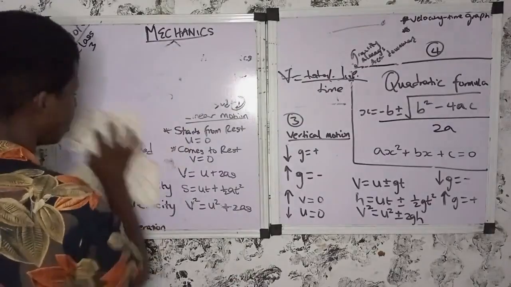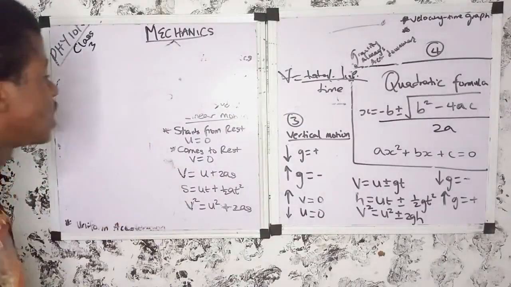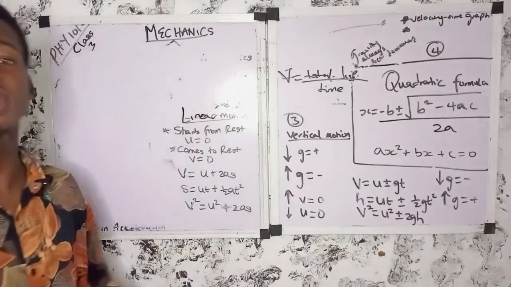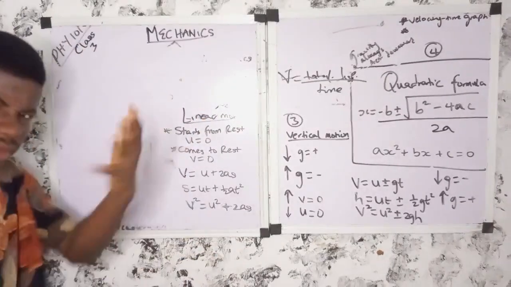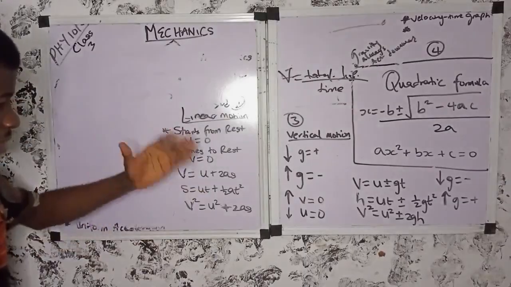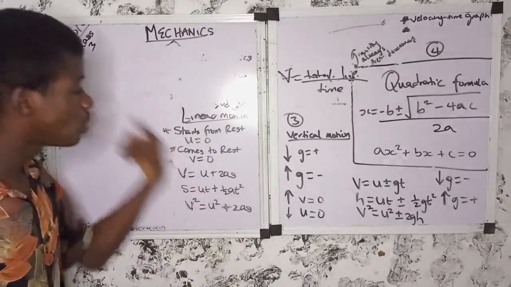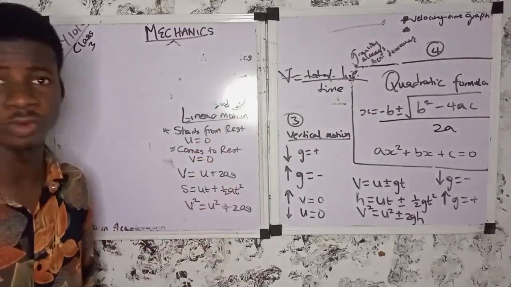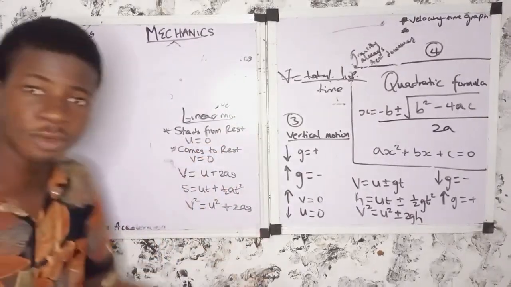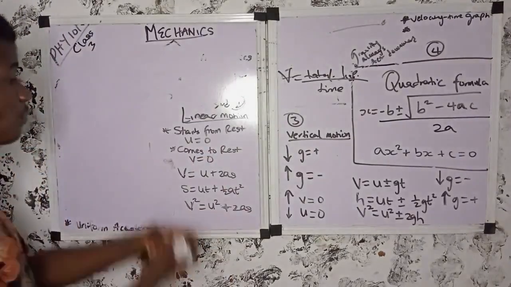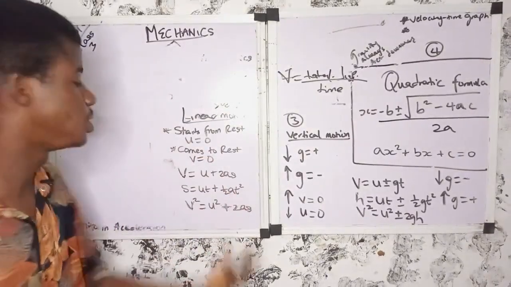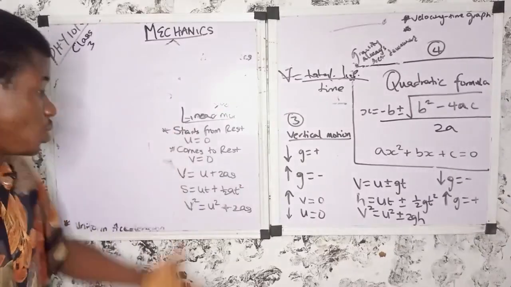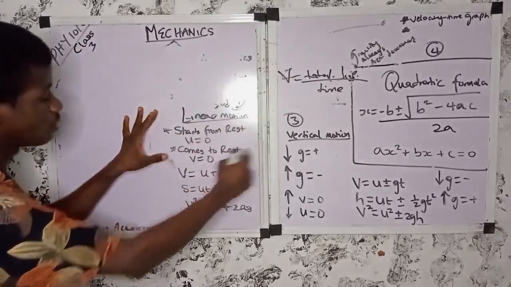Now let's move to the next aspect, linear motion, which is motion in a straight line. Okay, now please take note of all this. I know that you guys might be familiar with this before. When a body starts from rest, the initial velocity is usually 0, which is very important. When a car starts from rest, when a train starts from rest, the initial velocity is usually 0. Now, when a body comes to rest, the final velocity is 0. So please take note of this aspect.